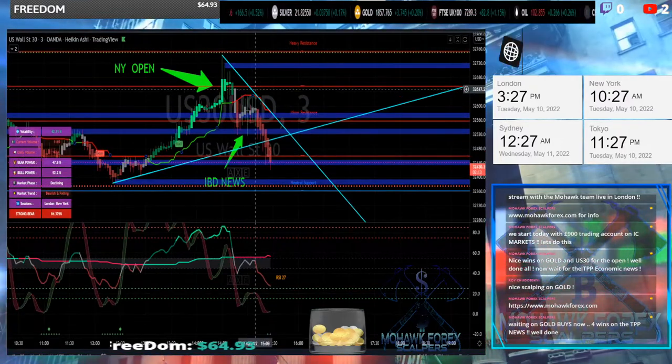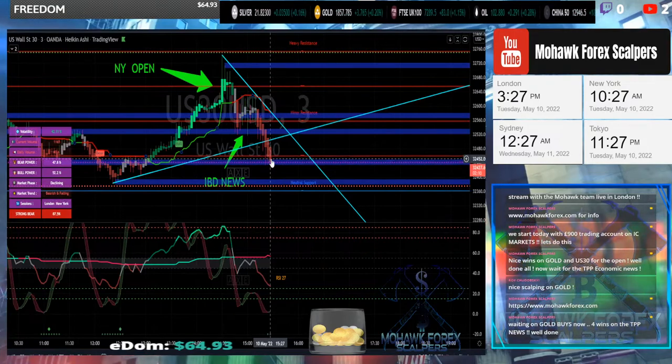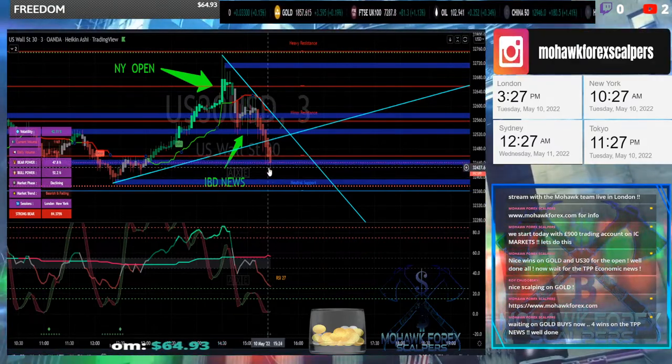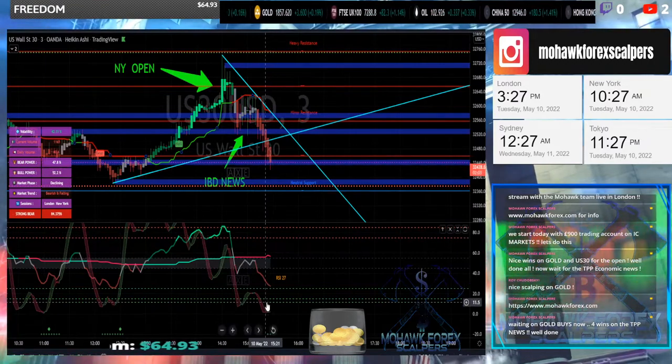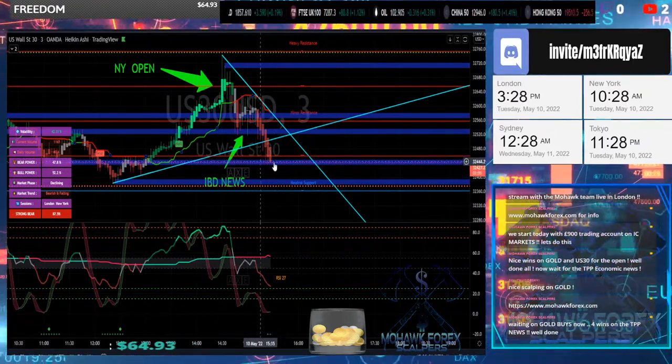US 30 is also, again, gone green, so you'd be out of the sell, which I did as it hit that zone there. That's what you're watching for. Flip. Again, we want to be green, and green is just off the area here.